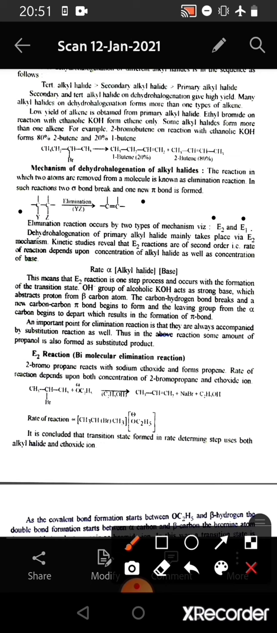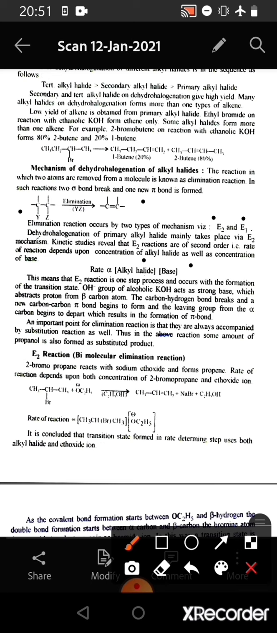Kinetic studies reveal that E2 reactions are of second order, that is, the rate of the reaction depends upon the concentration of the alkyl halide as well as the concentration of the base. This means that the E2 reaction is a one-step process and occurs with the formation of a transition state. The hydroxide group of alcoholic KOH acts as a strong base which abstracts a proton from the beta carbon atom. The carbon-hydrogen bond breaks and a new carbon-carbon pi bond begins to form and the leaving group from the alpha carbon begins to depart, which results in the formation of a pi bond.